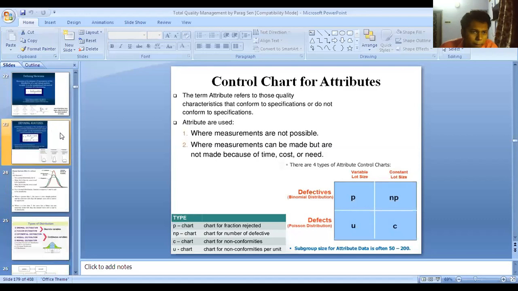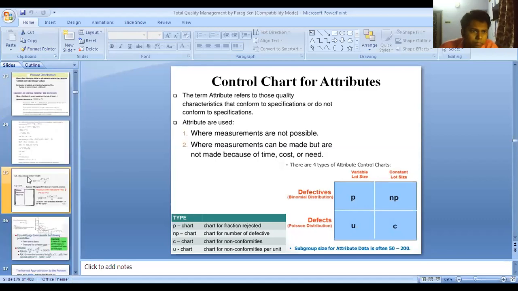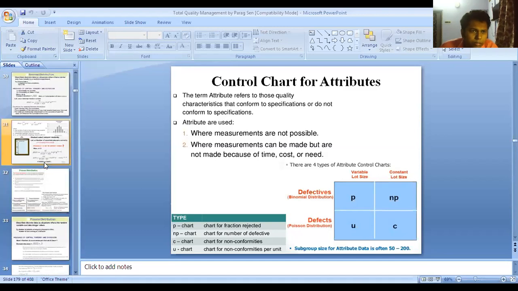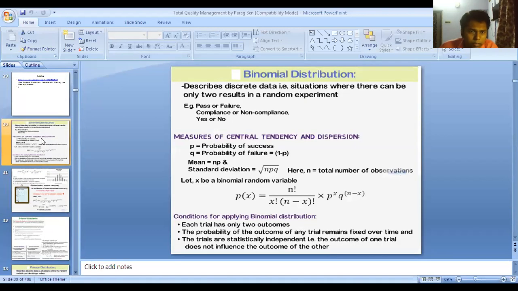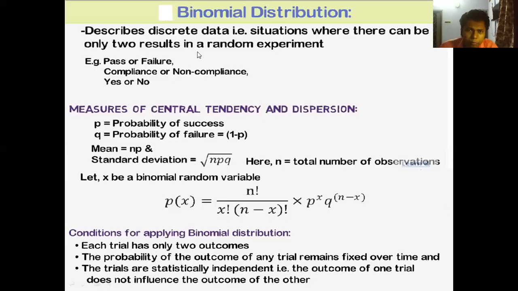Okay. Binomial distribution, you can see here that this is all about binomial distribution. Binomial distribution and Poisson distribution, both are used for discrete data, not for continuous data.